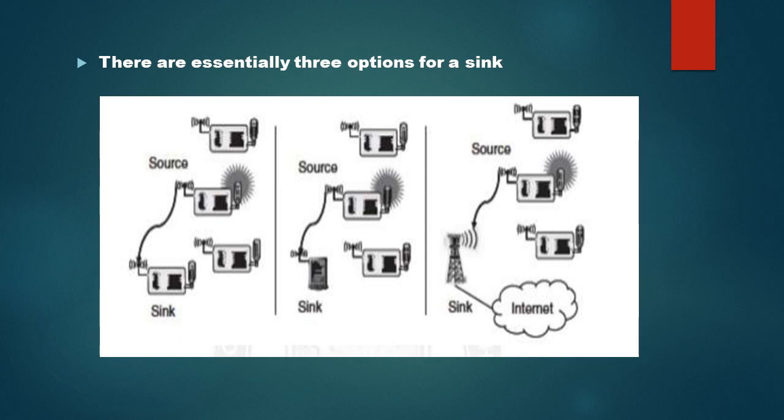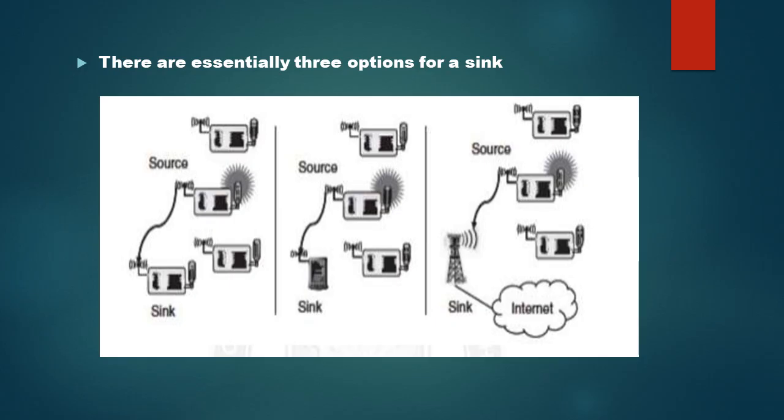In this diagram, there are three parts. In the first part, there are a number of nodes. Among these nodes, one node can be considered a source and another node a sink node. The source node can detect information and it will be given to the sink node.